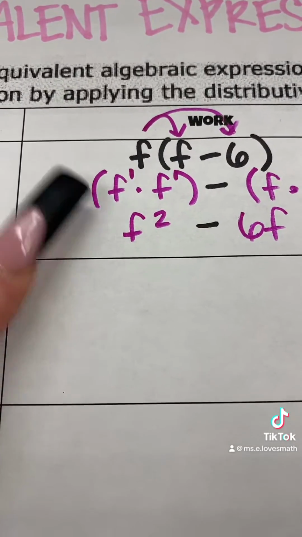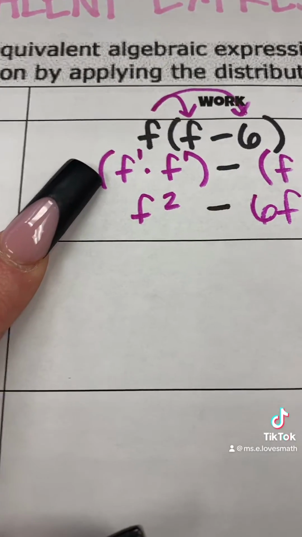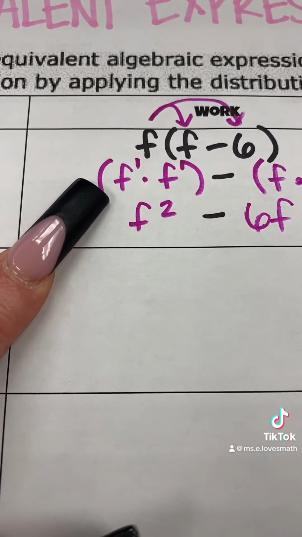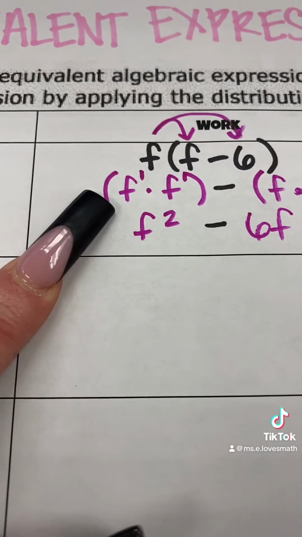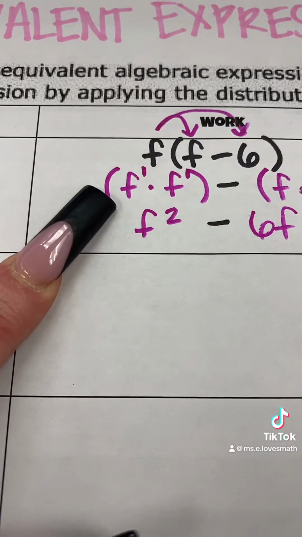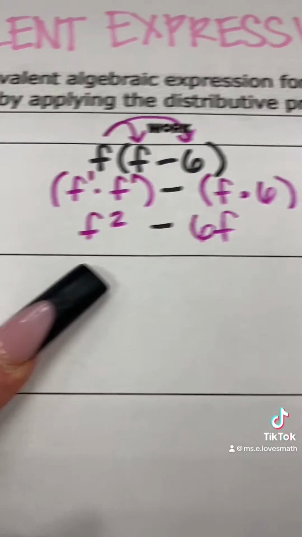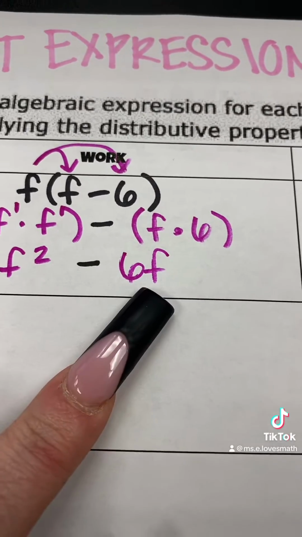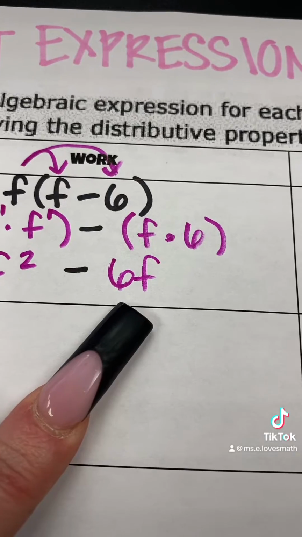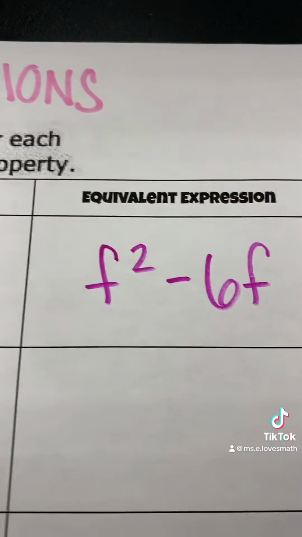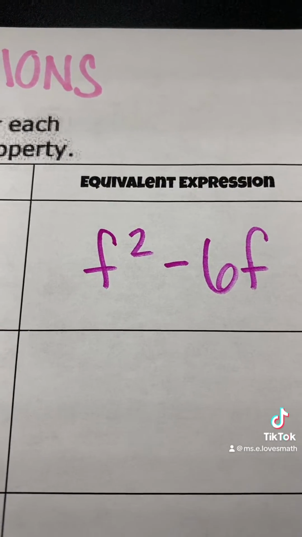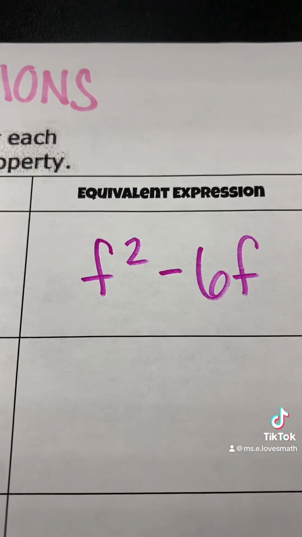Here we have f to the first power times f to the first power. When you are multiplying bases that are the same, you add the exponents. So f times f is actually f to the second power. Over here we have f times 6, which ends up being 6f. So our final equivalent expression is f to the second power minus 6f.